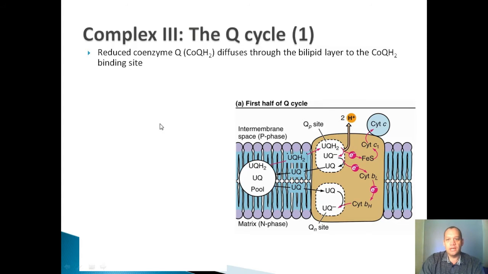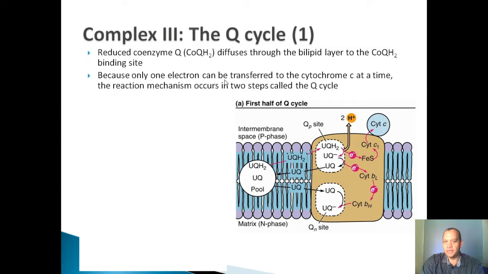Okay, so how does the Q cycle work? It's basically a two-step process. The first half of the Q cycle starts off with reduced coenzyme Q diffusing through the lipid bilayer, and it reaches its binding site, this QP site. Now, because only one electron can be transferred onto cytochrome C at a time, the reaction mechanism takes place in this two-step process, which is the Q cycle. So it's important to remember here that we are now going to switch from two electron transport to one electron transport. Cytochrome C only carries one electron at a time.